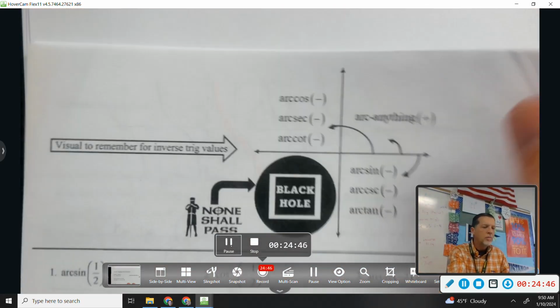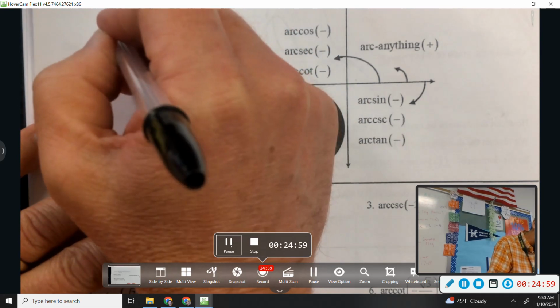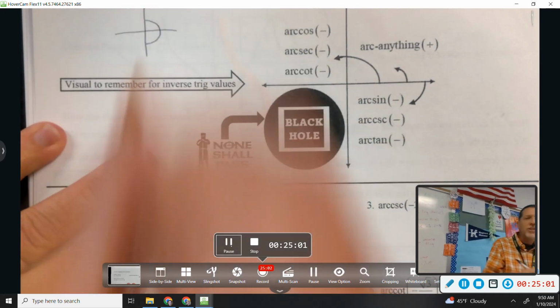Okay, here's the best part of this lesson: it's summed up in a picture. Oh, black hole. None shall pass. None shall pass. This was a little different than how I draw the picture, so I'm going to draw it over here, even though it's the same.